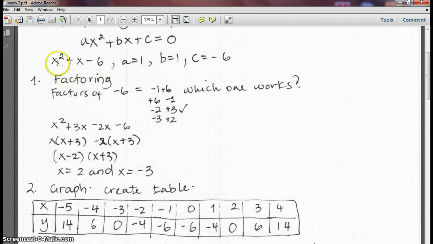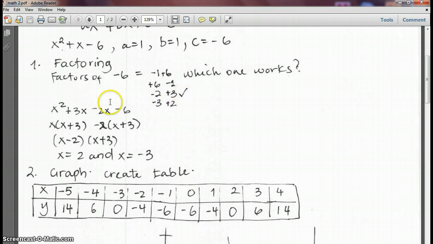What I usually do is multiply a times c, and in this question a times c is minus 6. Then I find the factors of minus 6 which, if you add them, give you plus 1, and if you multiply them give you minus 6. So the right ones are minus 2 and plus 3.